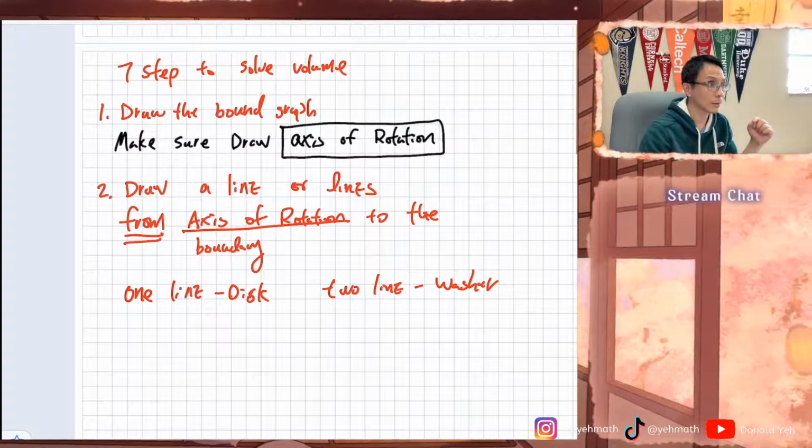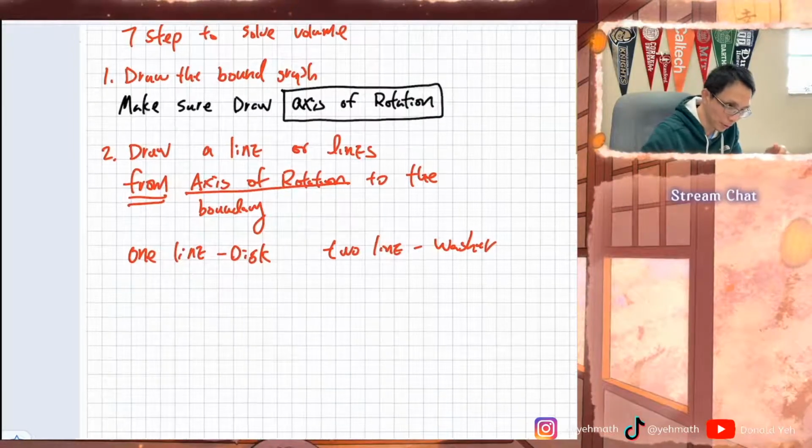How can you tell where the axis of rotation is? We'll give it to you. That's a good question. We'll give it to you.